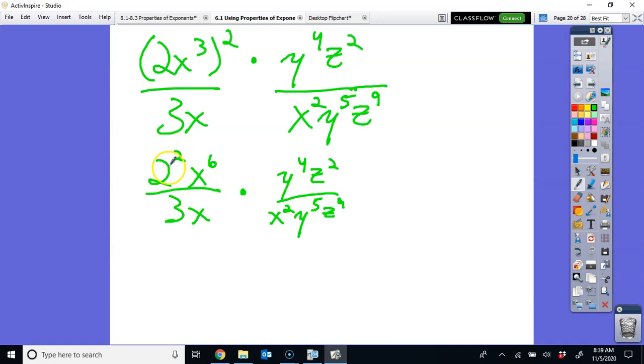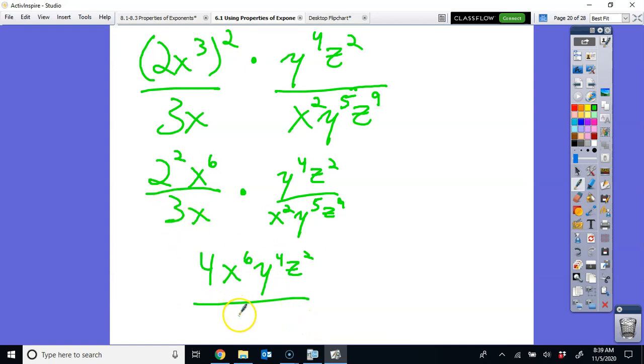So 2 squared is 4. So 4 times all of this, you have x to the 6th, y to the 4th, z to the 2nd. When you're multiplying, there are no like bases that I'm multiplying. So it's 2 to the 2nd is 4, x to the 6th, y to the 4th, z to the 2nd. You just multiply.